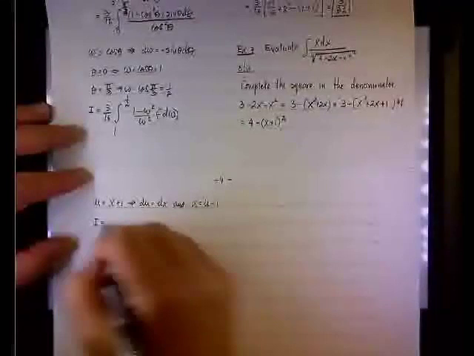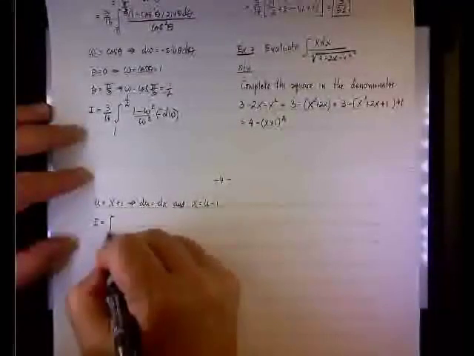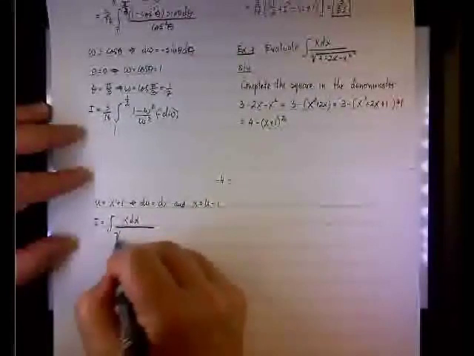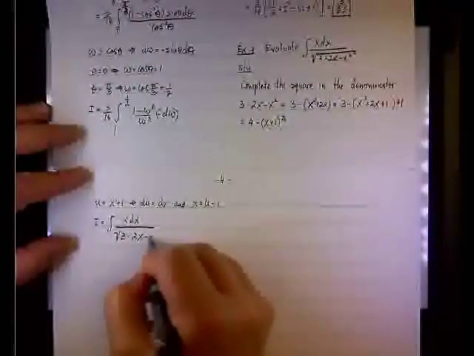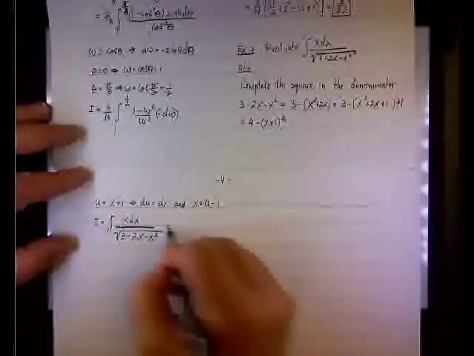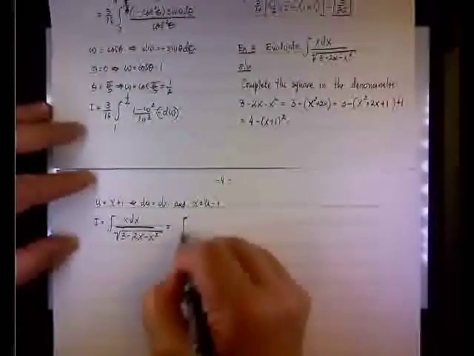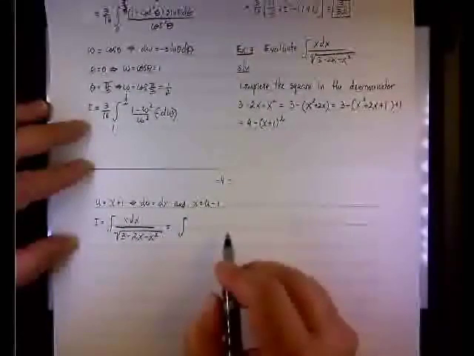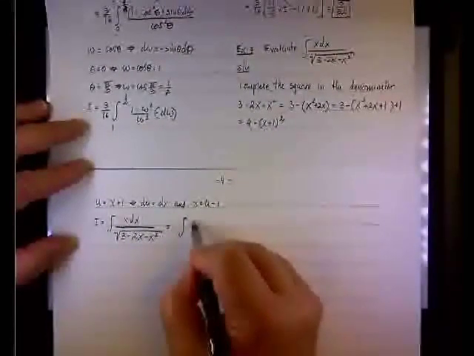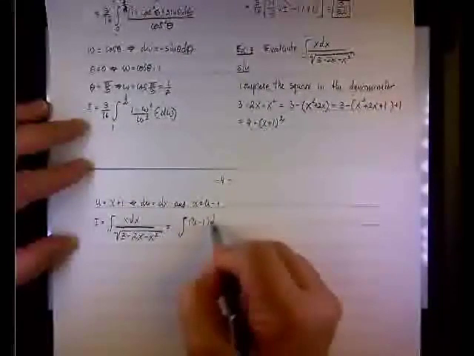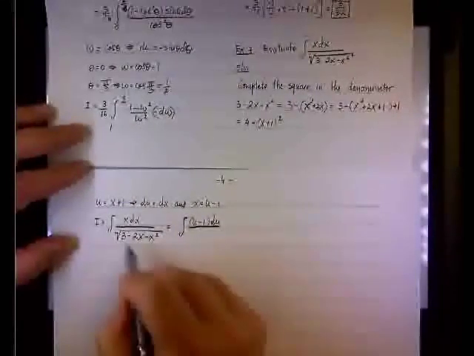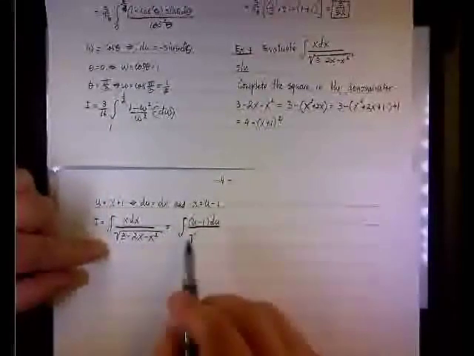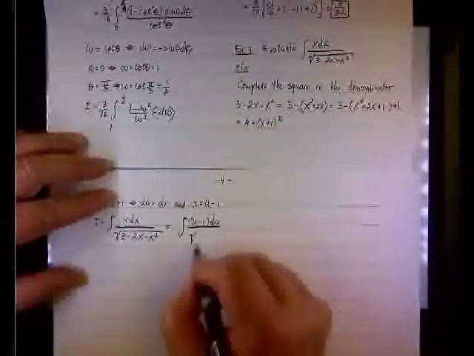So our original integral is going to look like this now with u as the variable. Instead of x, I have u minus 1. Instead of dx, I have du. And here, I have the square root of 4 minus u squared.